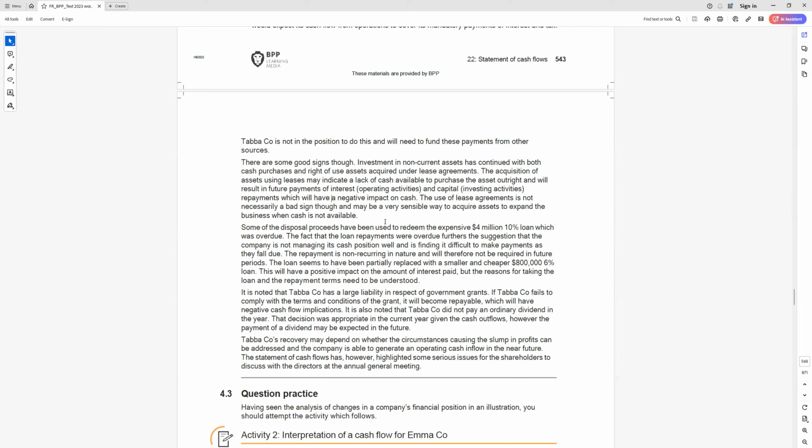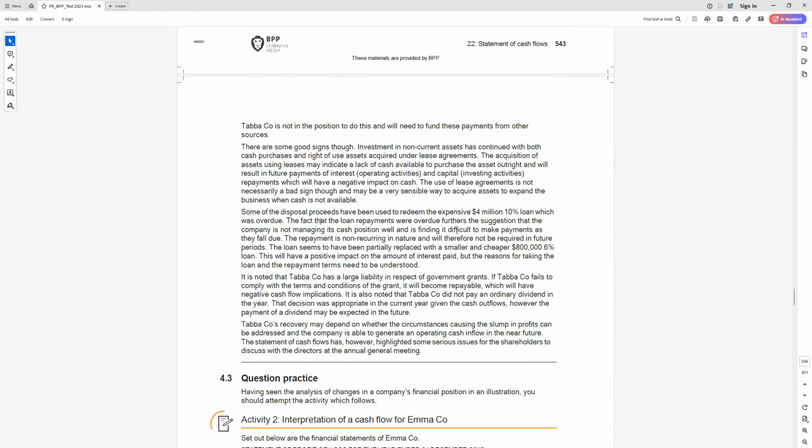So it's paid. The fact that loan repayments were overdue is a further suggestion that the company is not managing its cash position very well. It's finding it difficult to make payments, default. Of course, they paid the loan for the 10%, but they took another loan for the 6%. So that doesn't look like they have very good cash management, or that they have enough money to pay all the loans.